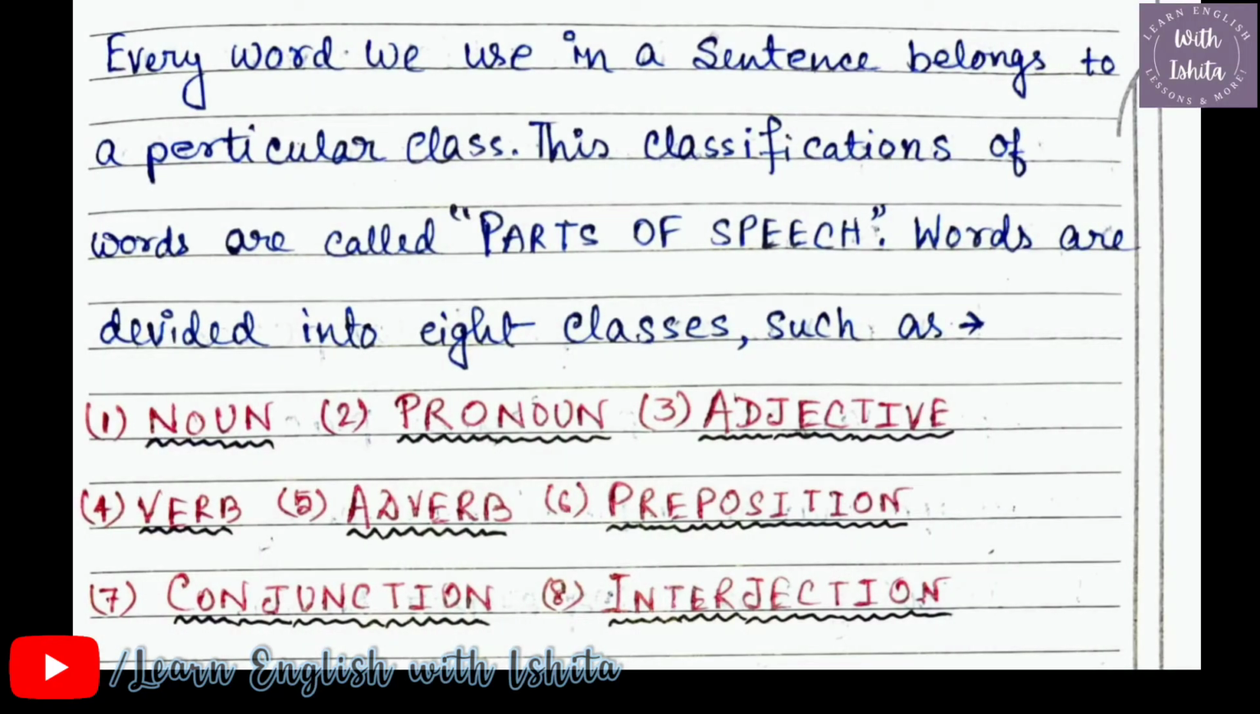So what is parts of speech? Every word we use in a sentence belongs to a particular class. This classification of words is called parts of speech. The words are divided into 8 classes: noun, pronoun, adjective, verb, adverb, preposition, conjunction, and interjection. That combination of 8 classes is called parts of speech.